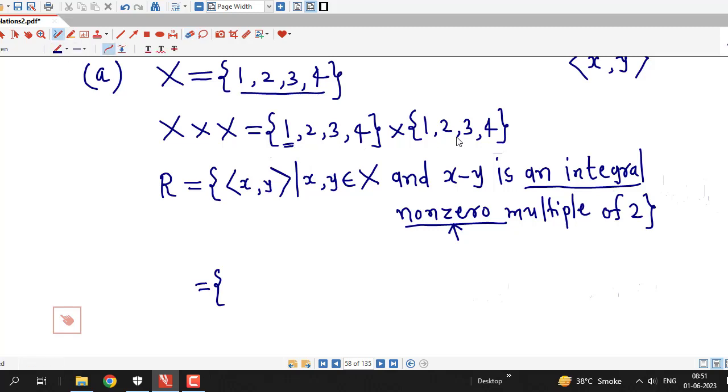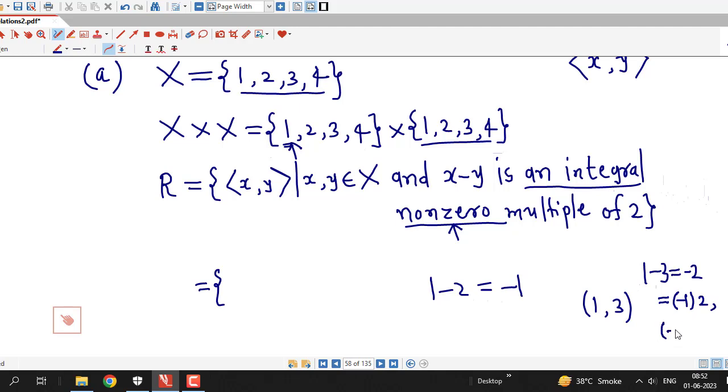Then we have to check for (1,2). If we take the difference of 1 and 2, it is minus 1. So minus 1 is not a multiple of 2. Then we have (1,3). I have fixed 1 here and I am changing the second component of the ordered pairs. So (1,1) is not in R, (1,2) is not in R. Now I am checking for (1,3). So I have to check whether 1 minus 3, that is minus 2, is an integral non-zero multiple of 2. So minus 2 can be written as minus 1 into 2, and this minus 1 is an integer. Therefore 1 minus 3 is an integral non-zero multiple of 2. Therefore this ordered pair (1,3) belongs to relation R.